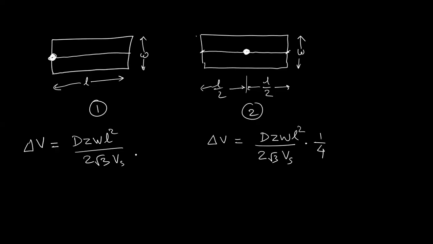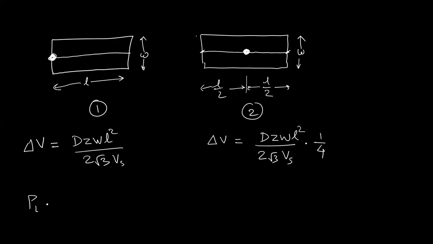So comparatively, you can see in case 2, the voltage drop is reduced to 1/4, which is better. So just by placing the substation at another location, we are able to improve the voltage drop.